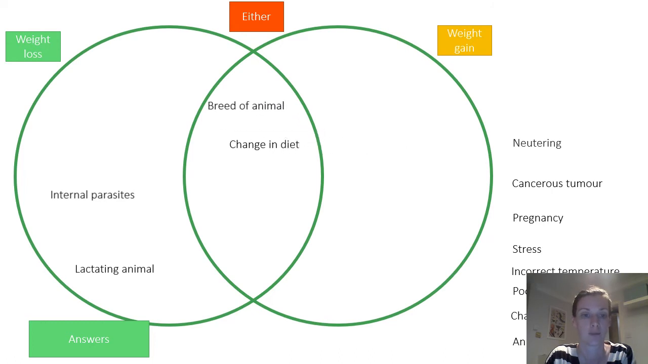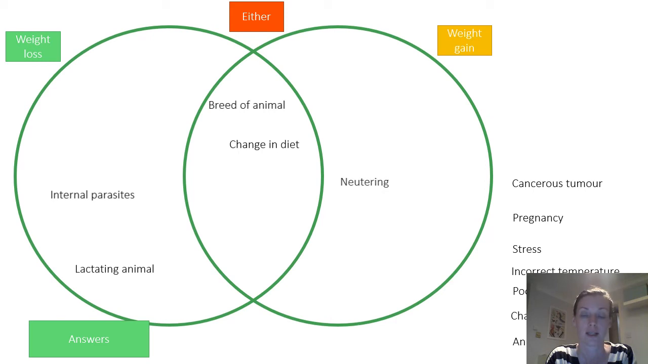The breed of the animal does have an influence on weight gain. Some animals lose weight a lot easier than others, and some breeds gain weight a lot more. It's important when you're looking at your dog breeds to decide what type of dog you're getting and to be aware of which ones are more susceptible to weight gain.